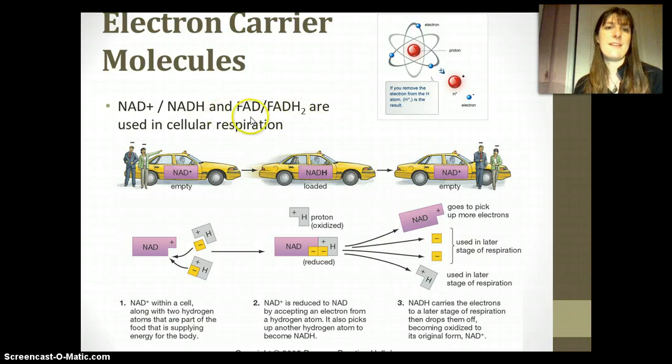The same thing is true for FAD and FADH2. FAD is like the empty taxi, FADH2 is the full taxi. So those are the electron carriers. When I talk about those, that's what we mean.